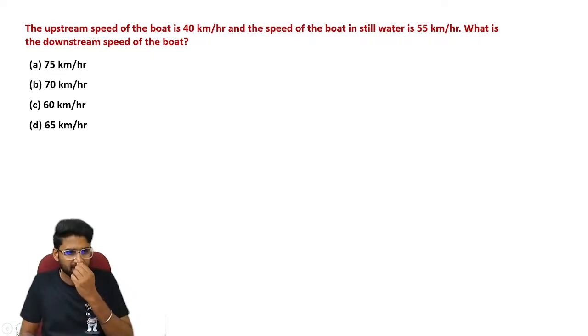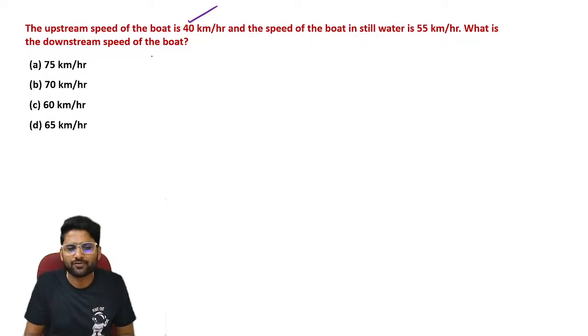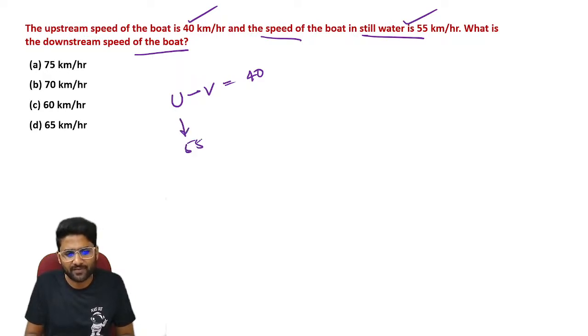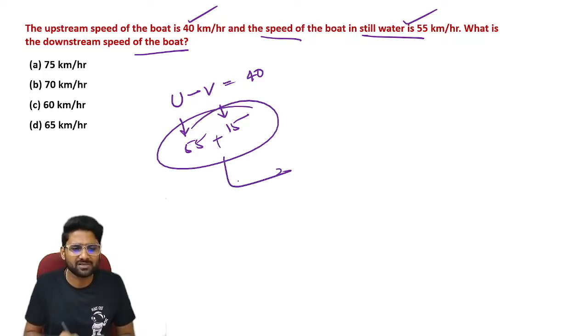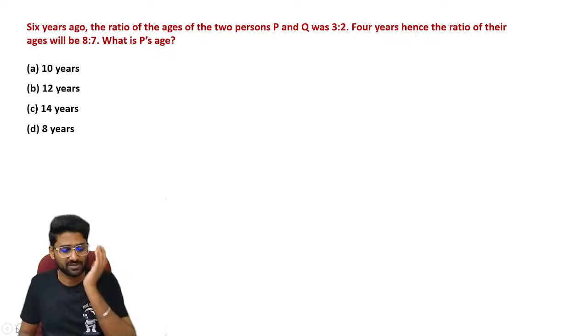Next. See, the upstream speed of a boat is 40 km per hour. The speed of the boat in still water is 55. What is the downstream speed? Guys, the boat speed is 55. Definitely the stream speed V: 55 minus V is equal to 40. We can conclude that V is 15. So what is the downstream speed? The boat travels along the stream. Along the stream is all about addition. It's 70 km per hour. It's a direct substitution.